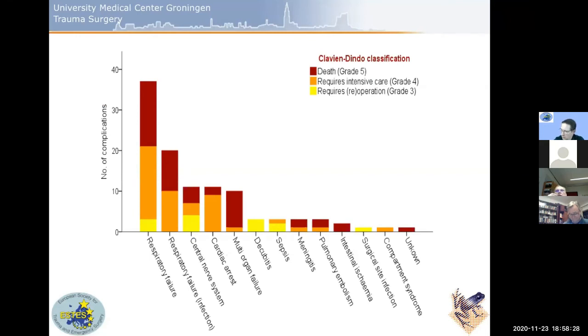And the same you can see in the classification of complications. Grade 5 of the Clavien-Dindo classification is death. And you see that respiratory failure, and respiratory failure because of infection, is very prominent as very severe complications that people are dying from.